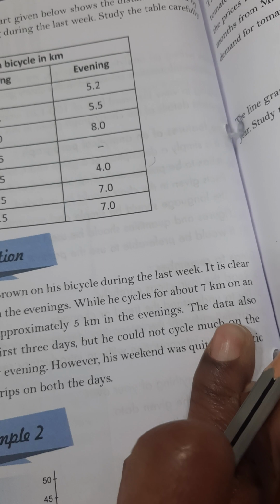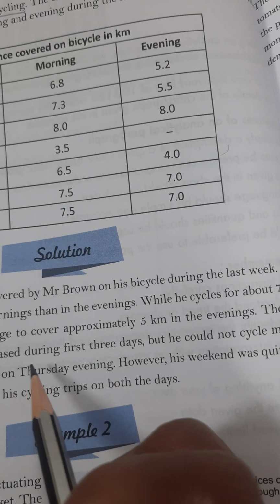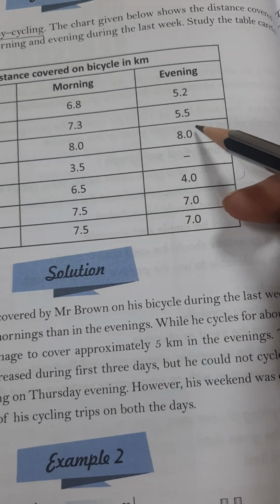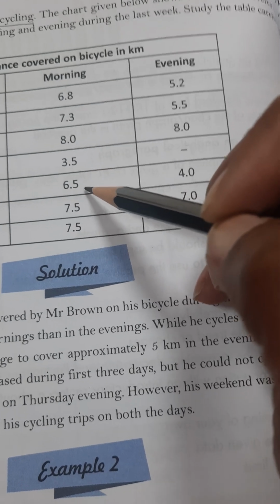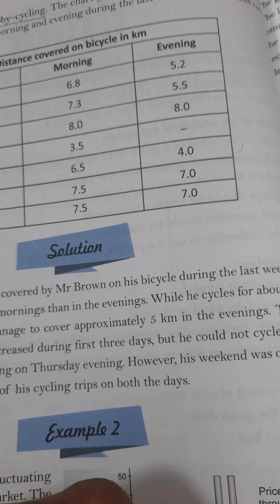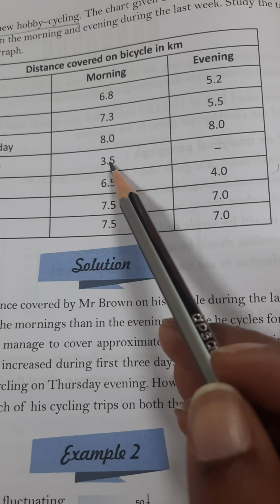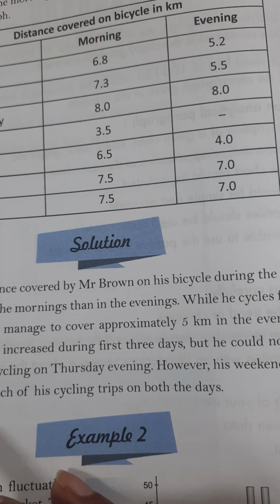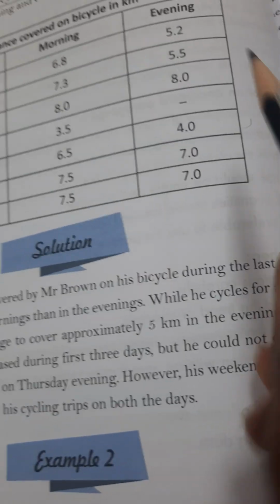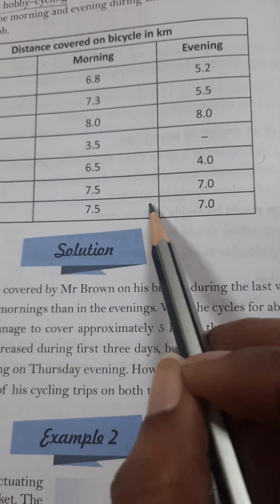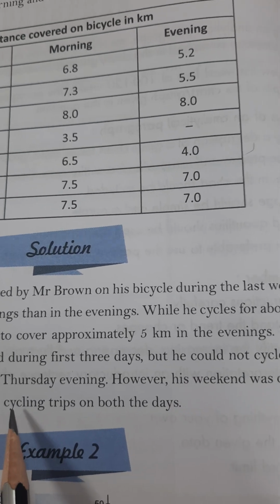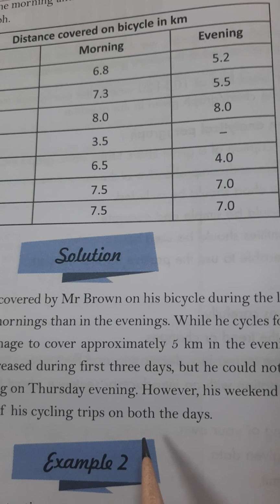The data also shows that the distance covered increased during the first 3 days. Look here, data is increasing during the first 3 days and then it is decreasing, again increasing. But he could not cycle much on Thursday. On Thursday he cycled only in the morning. He even skipped his cycling on Thursday evening. However, his weekend was quite energetic. He covered the maximum distance on the weekend, as he covered at least 7 kilometers on each of his cycling trips on both days.